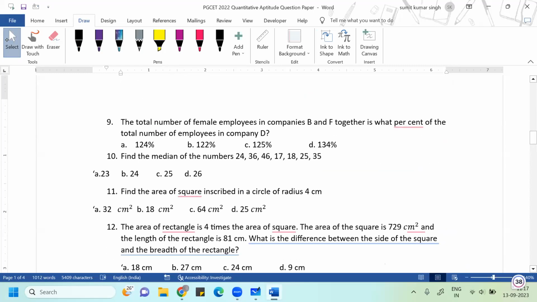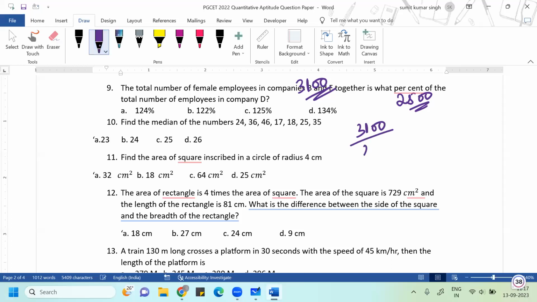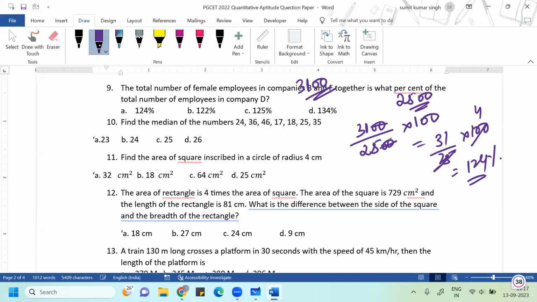So what they're asking you in this question is this total number of female employees, 3100. This is what percentage of 2500? So 3100 is what percentage of 2500. This is what they ask you. The 00 you can cancel. 31 by 25 into 100. 25 fours are 100. So this would be 124. Clear?